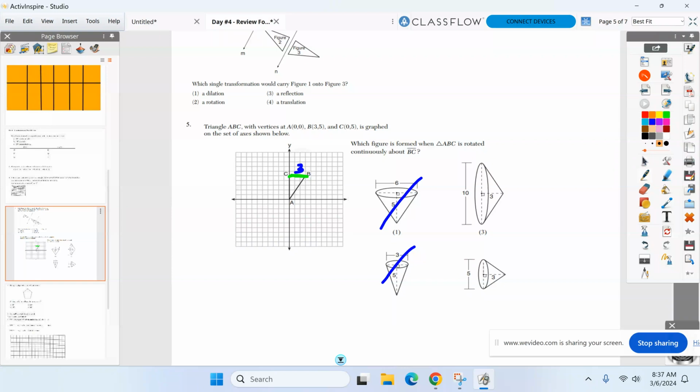Go ahead. We'll get back to you in a second. Which one is it going to be here? As I rotate it around BC, which cone is it going to look like? We're going around BC, continuously rotated about BC.